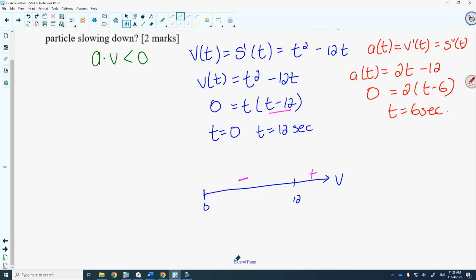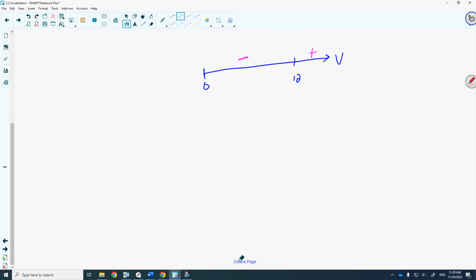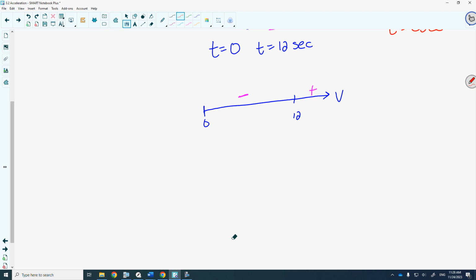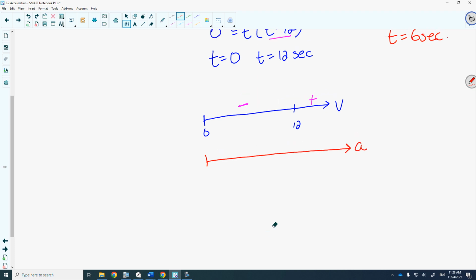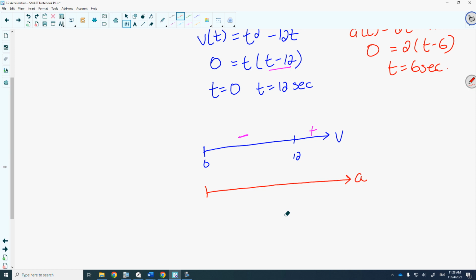Now, what I want you to do is line up your number lines. And let's put acceleration here. And we've got 6 seconds, so I'm just going to put 6 here. So less than 6 seconds.